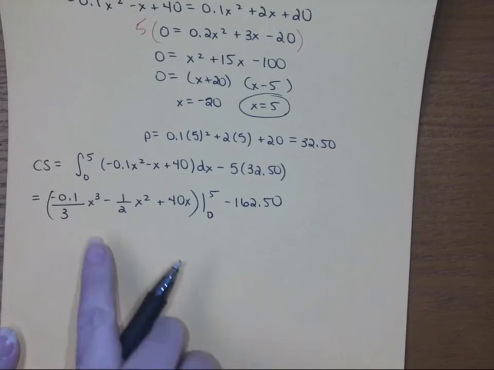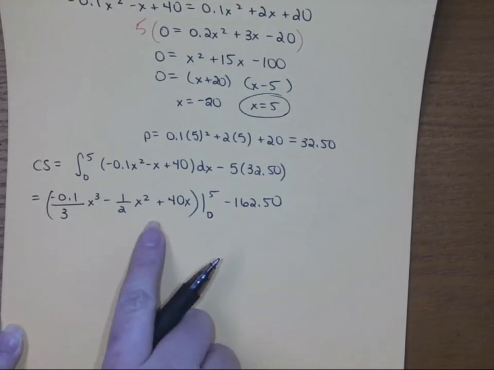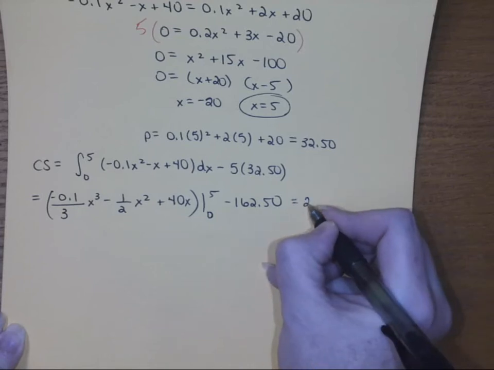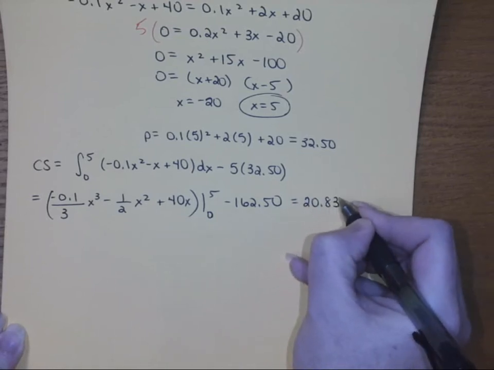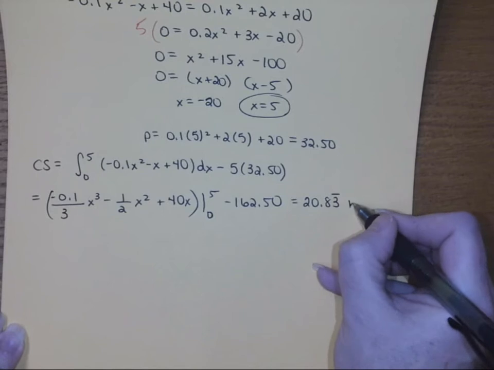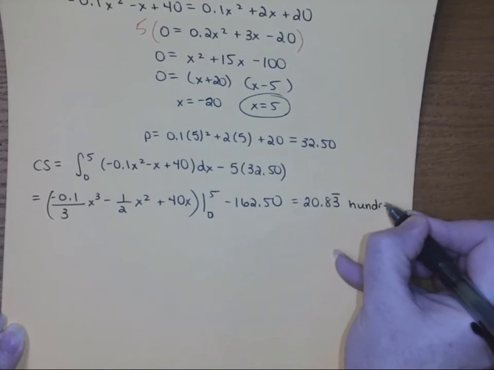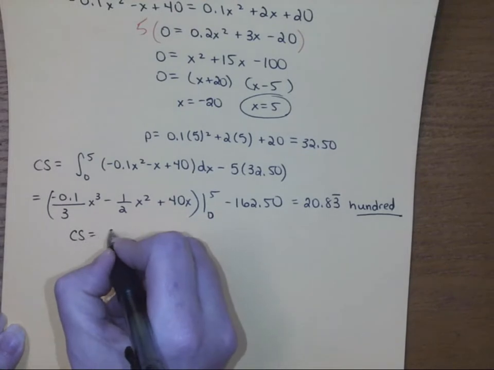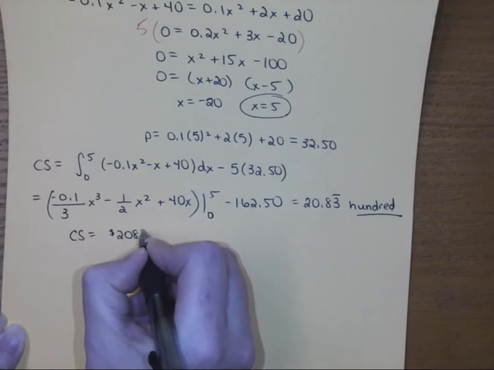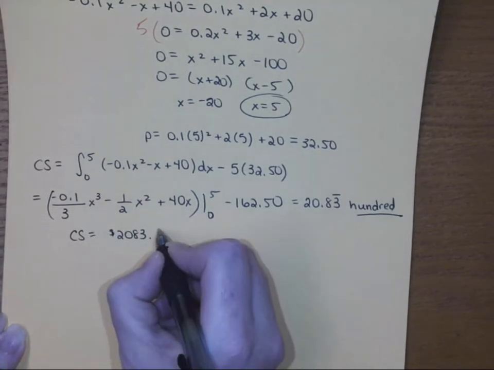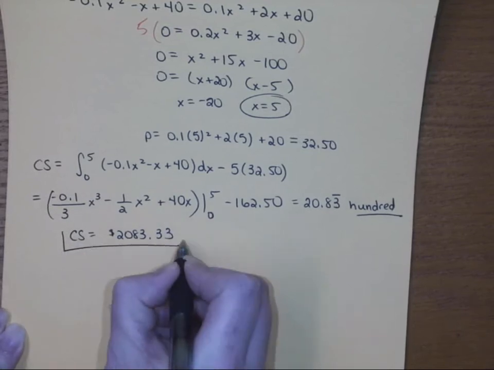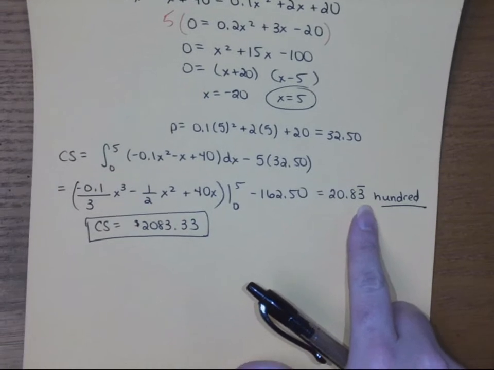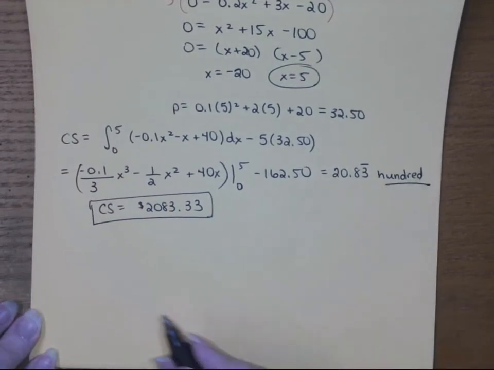Okay, so I'm going to let you just write that out, but if you plug in 5 and then subtract 0 and then make sure you subtract this off, you're going to get 20.83, where the 3 repeats and it's hundreds. If you read the problem, it's hundreds. So that means consumer surplus is 2,083.33. Okay, move the decimal place twice for hundreds, 3 times for thousands, twice for hundreds.